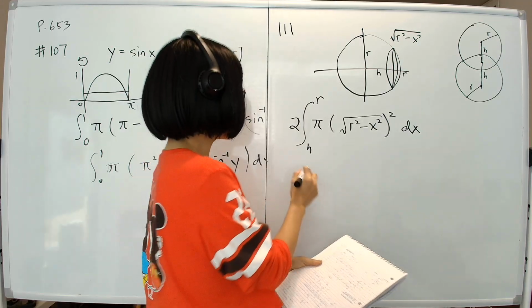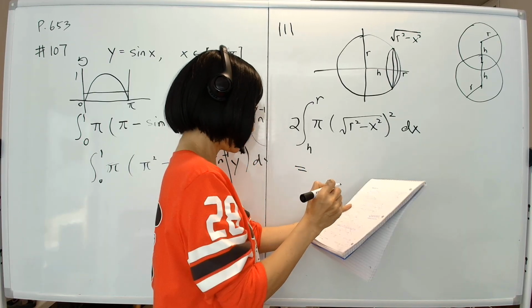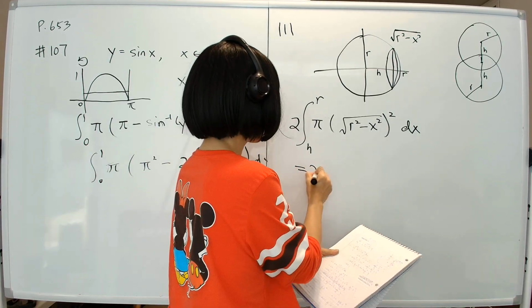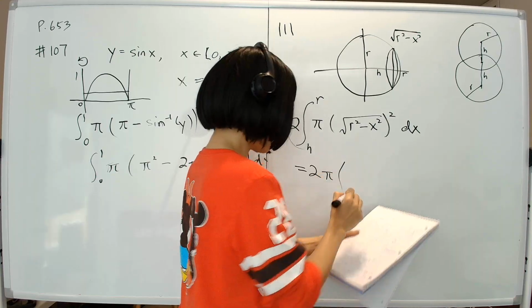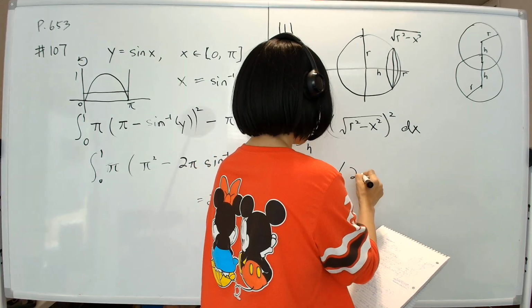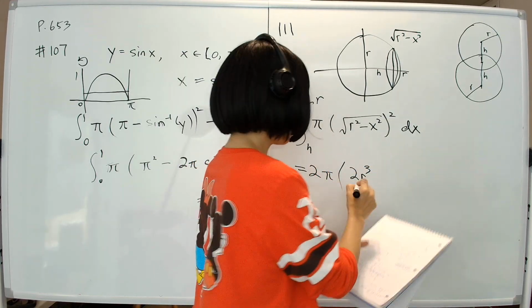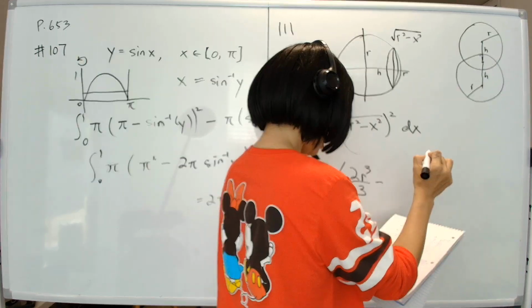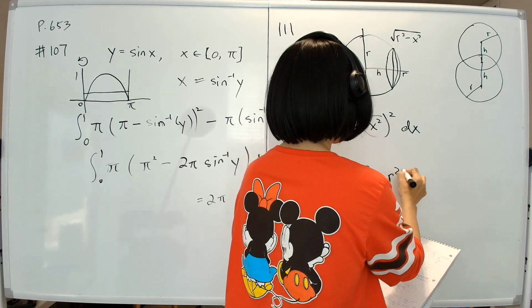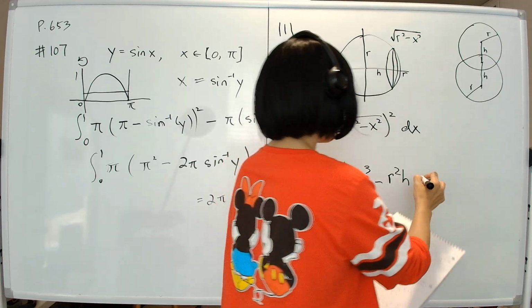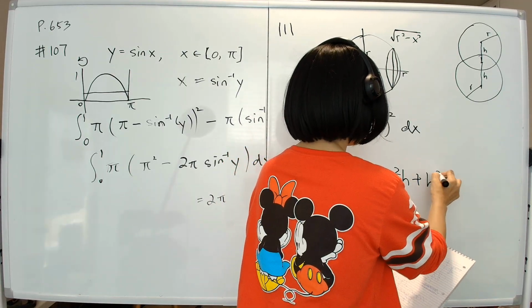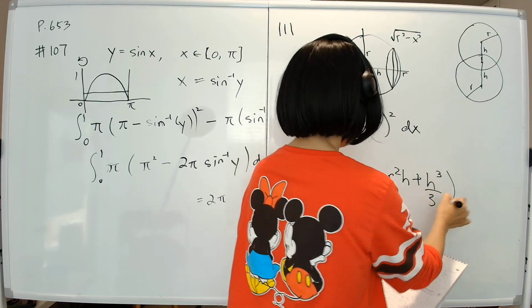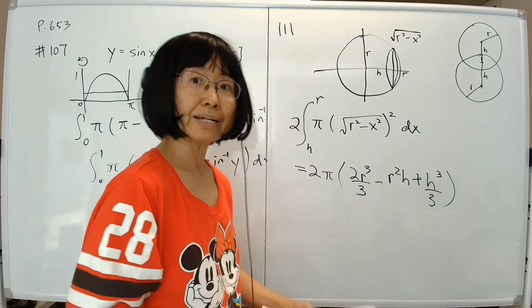And then the answer that I got is equal to 2 pi times a bunch of stuff, which is 2r cubed divided by 3, minus r squared h, plus h cubed divided by 3. And that is the right answer.